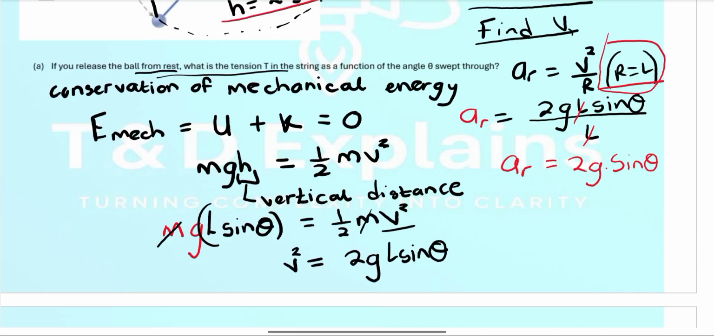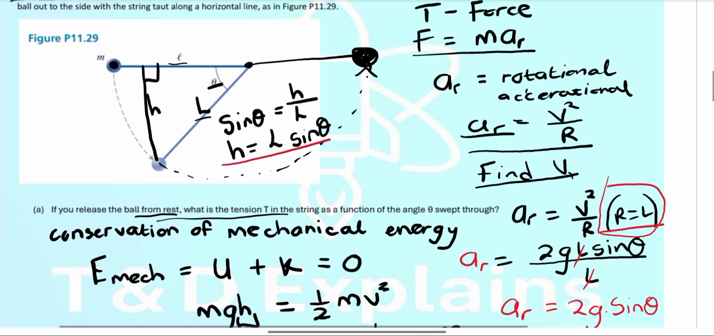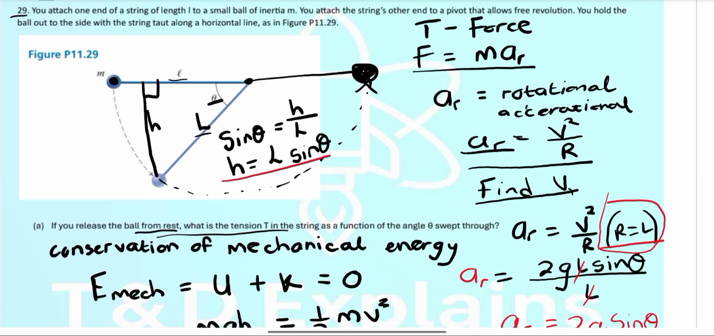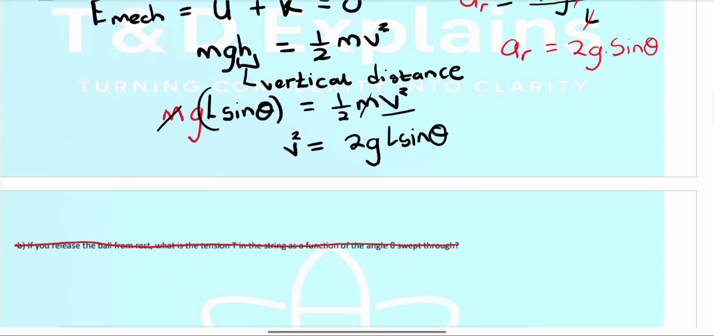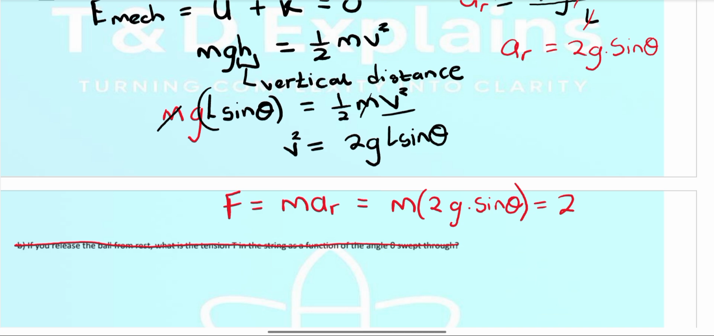So now we have to move on towards finding our solution. I explained that tension is given by the summation of the forces, which equals mass times acceleration. So our force is going to be mass, and we substitute the rotational acceleration there, which is 2g sine of theta. So this is going to be the answer for our tension.